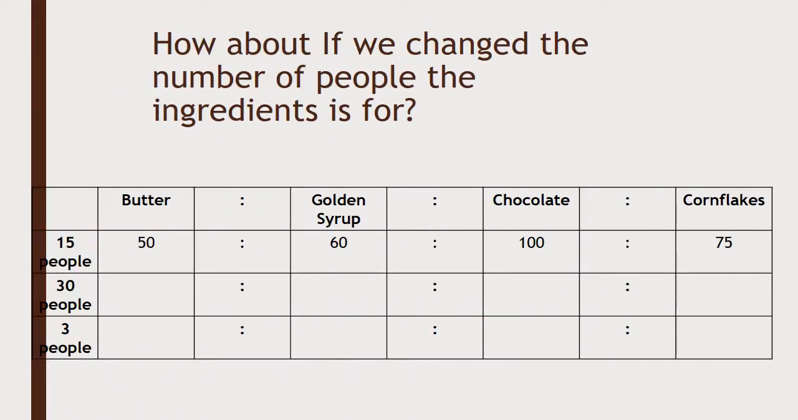But how about if we change the number of people that the ingredients are for? So instead of needing it for 15 people, we needed to be able to feed 30 people. What do we have to do? Think back to what we did with the example I showed you from the White Rose video. I want you to think about what we did there and then have a go at using that same skill to write down the new ratios that we need to feed 30 people. And then do the same with 3 people. Pause the video here whilst you do that.